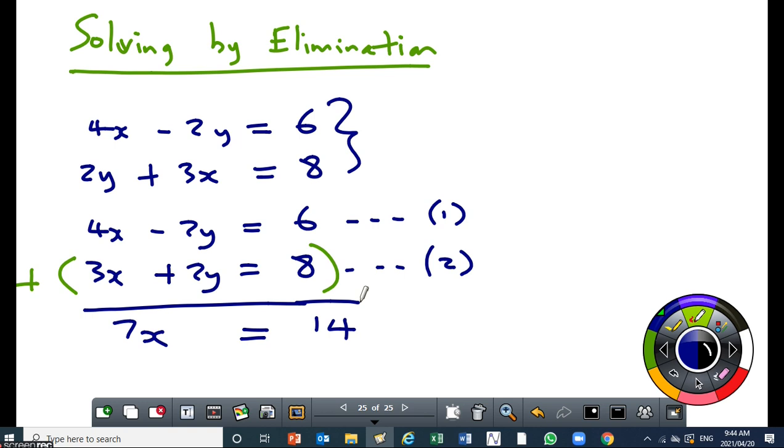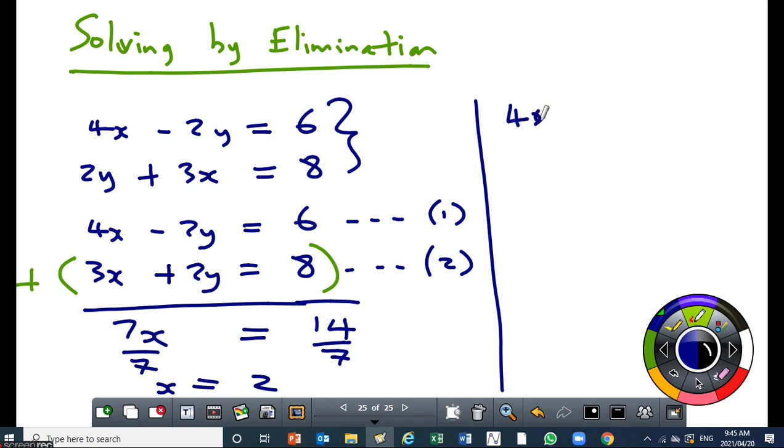So the next thing here is to solve for x. So I'll just divide both sides by 7, and I'll get x is 2. So x is 2. Once I find the x, then I have to choose among the two equations, whether it's equation 1 or equation 2, whereby I'll substitute the x into any one of the two and solve for what? For y. Now I'm going to choose equation 1.